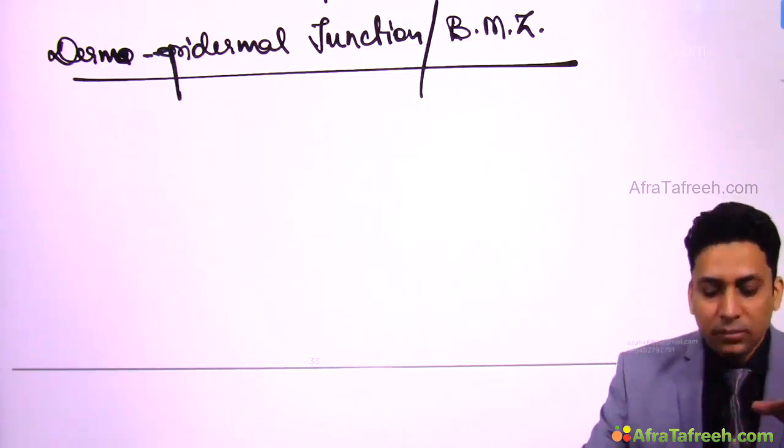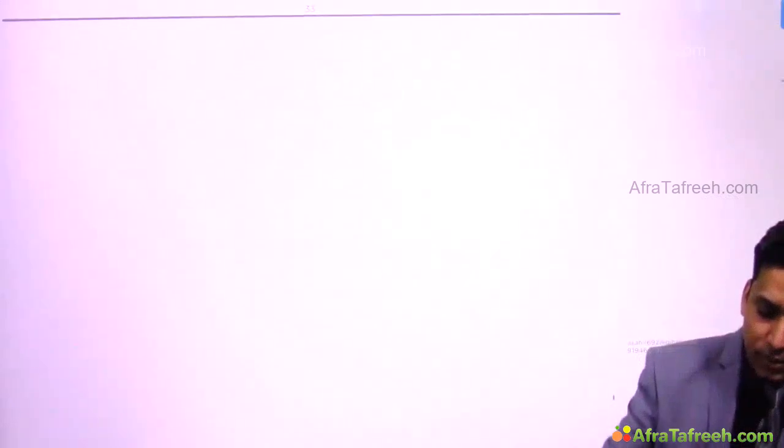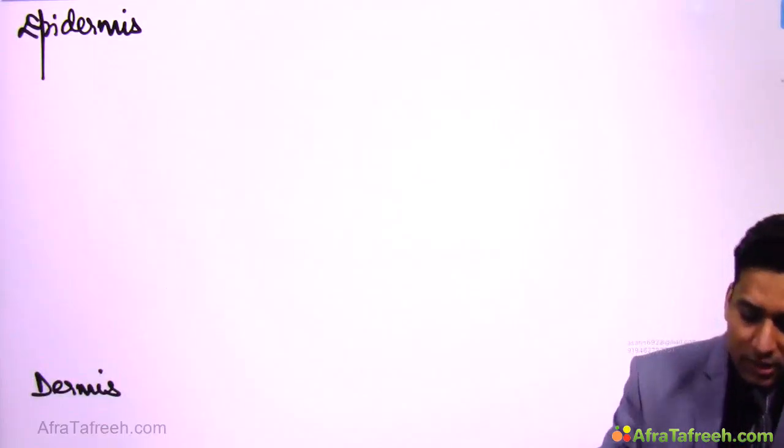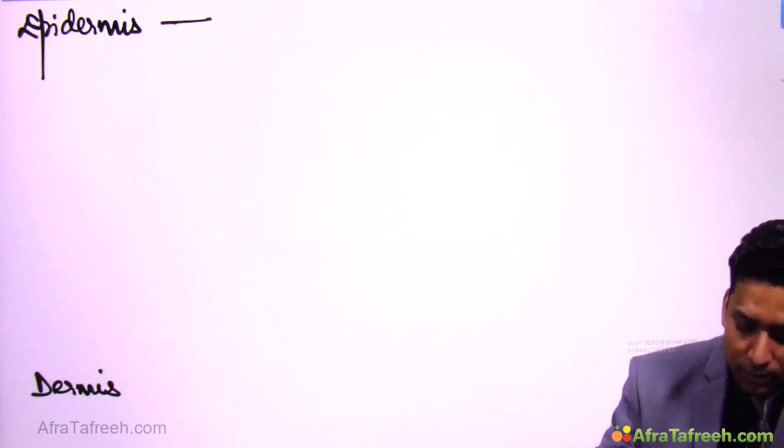between epidermis and dermis. Okay, so let us consider that this is epidermis. And this is dermis. So what is in between? So in between is dermoepidermal junction. Let us consider this is the lowermost layer of epidermis, that is stratum basale.